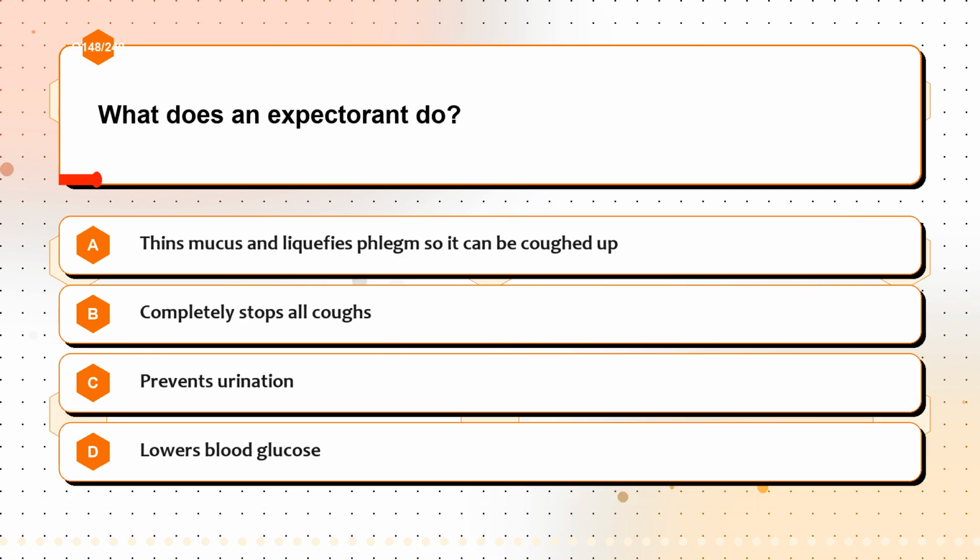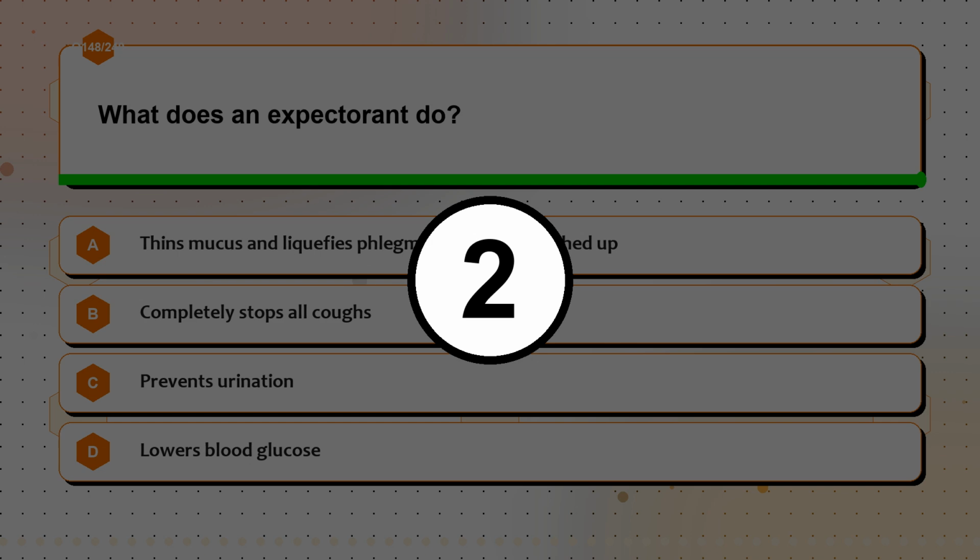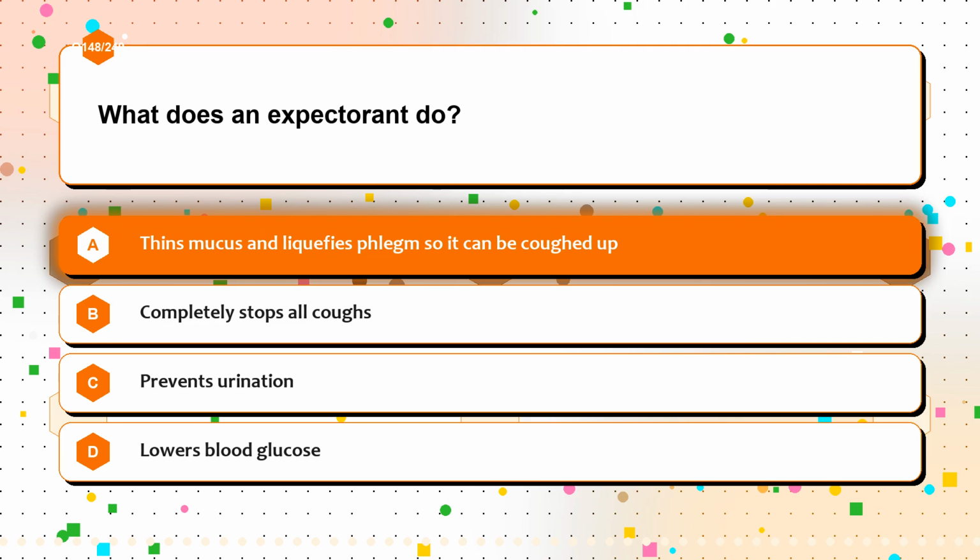Question 148. What does an expectorant do? Here are the options. Option A, thins mucus and liquefies phlegm so it can be coughed up. Option B, completely stops all coughs. Option C, prevents urination. Option D, lowers blood glucose. The correct answer is option A, thins mucus and liquefies phlegm so it can be coughed up.